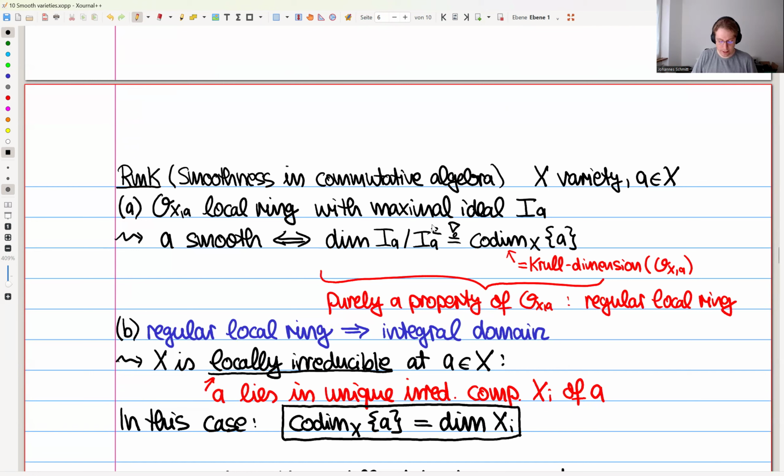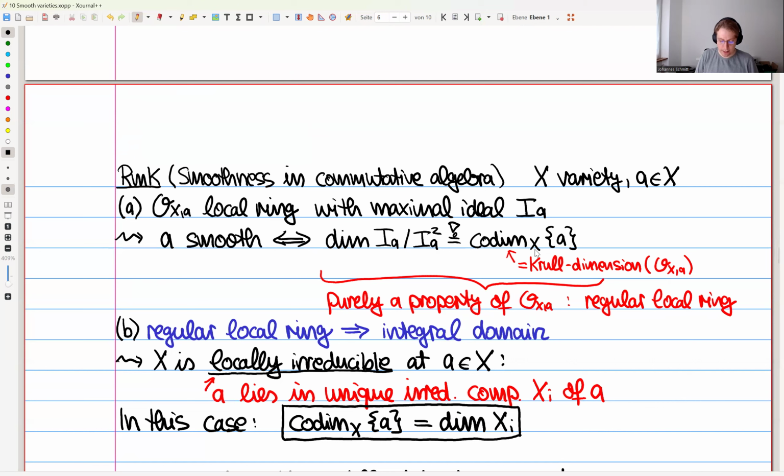But we have seen the tangent space is the dual of this quotient here. So we can equivalently compute the dimension using this quotient. So this here is the dimension of the tangent space, and this should be equal to the codimension of A in X. And now I want to argue that this equality can be purely expressed in terms of properties of this local ring. The left-hand side is already purely in terms of the local ring, because this is the maximal ideal, this is the square, you can take the quotient. This is intrinsically defined in terms of the local ring.